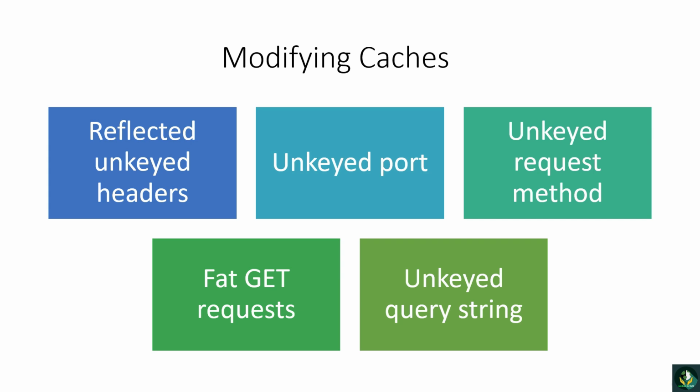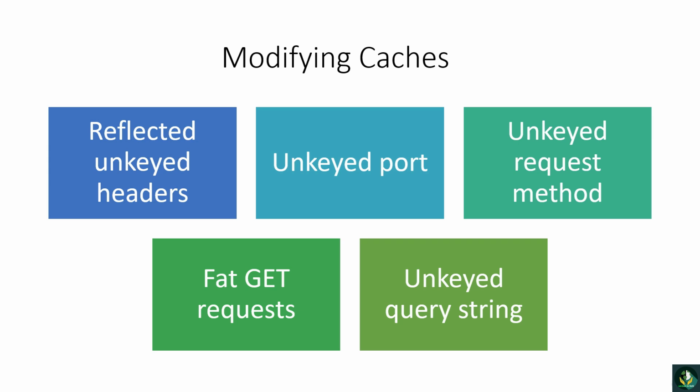The first one is reflected unkeyed headers. If the application directly reflects the value of a certain unkeyed header in the response, it opens an easy avenue to cache poisoning. Because the header is unkeyed, the value is not part of the cache key and plays no part in deciding cache hits. If the attacker sends a request where only the header is maliciously modified, the response to this request will be cached, complete with the malicious payload. Users subsequently requesting content that matches the same cache key will receive the malicious version of the cache.